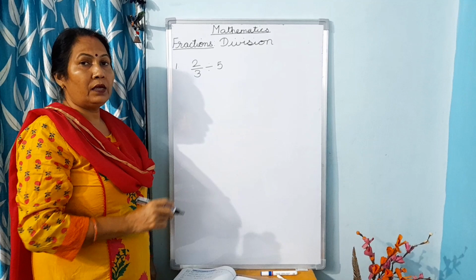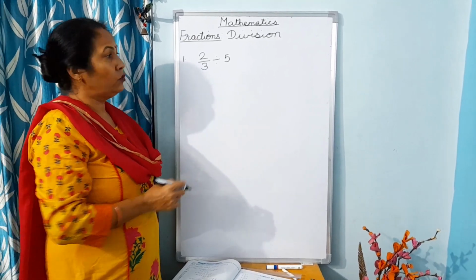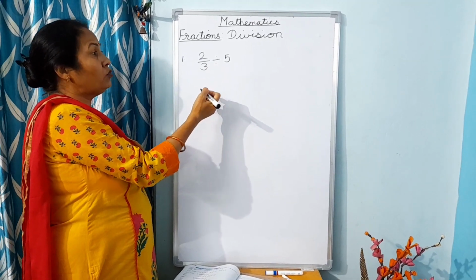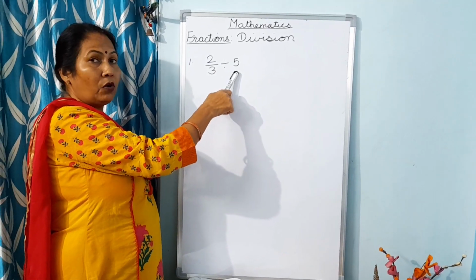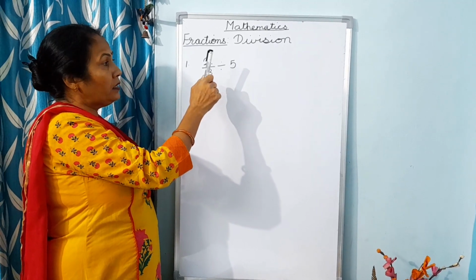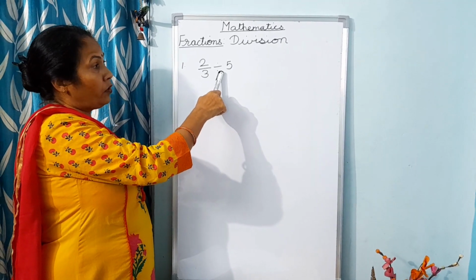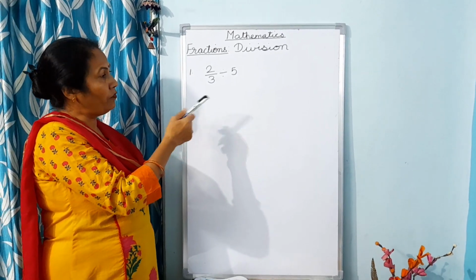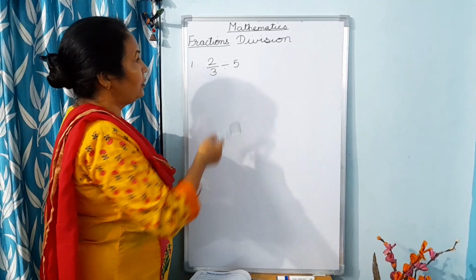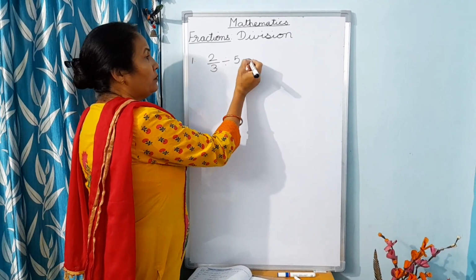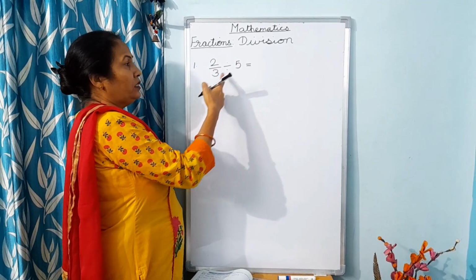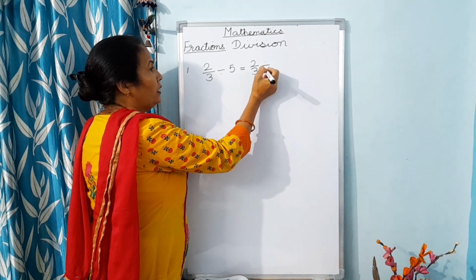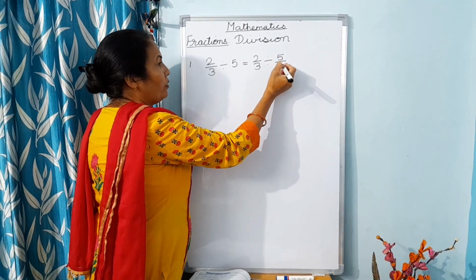Now children, in division of fraction, you have this sign, that is the division sign. Now in this, you have to first write the reciprocal of the second fraction and change the sign from division to multiplication, and then you will multiply the fractions and you will get the answer. I am showing you here first, like this is 2 upon 3 divided by 5. So first you are going to write 2 upon 3 divided by 5 upon 1.